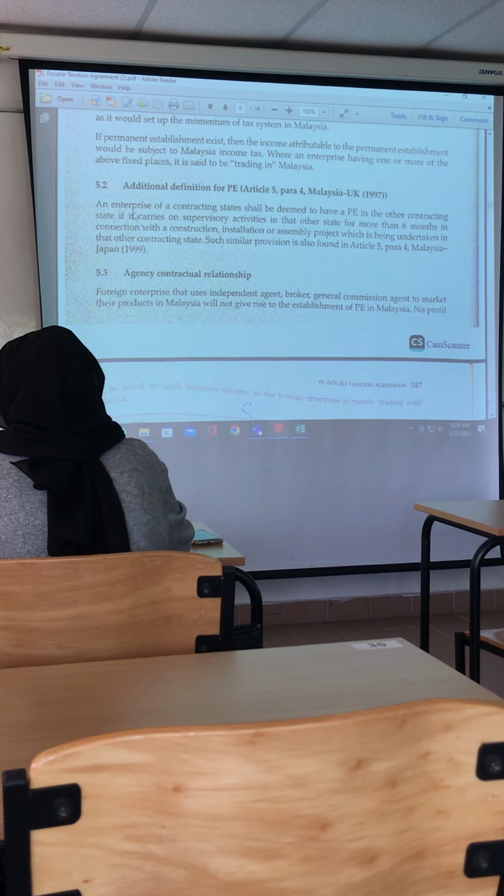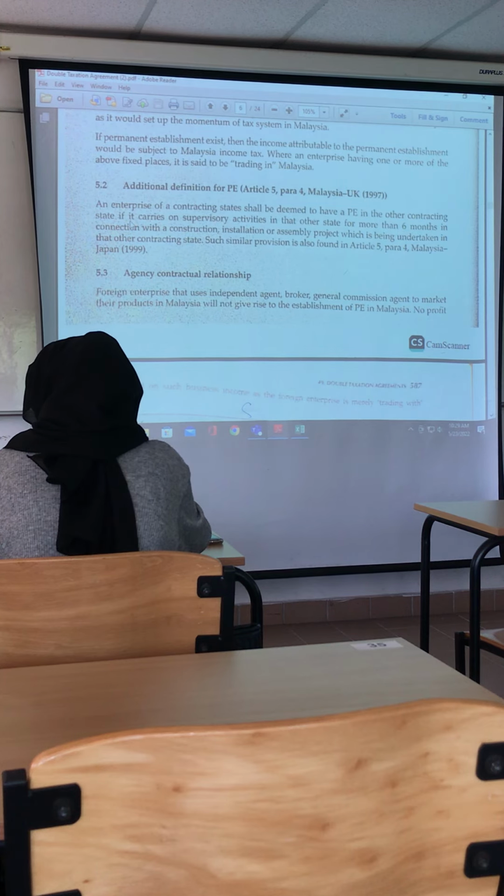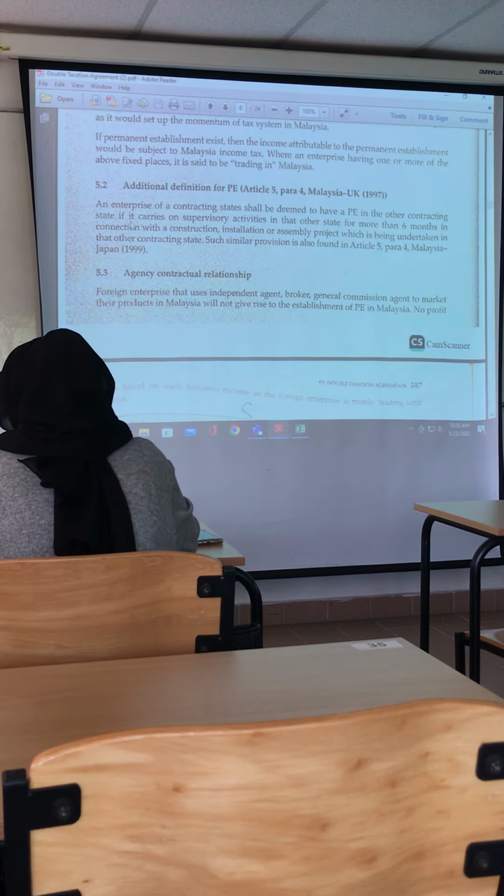Right, for example here, Article 5, Para 4, Malaysia-UK DTA: an enterprise of a contracting state shall be deemed to have a PE in the other contracting state if it carries on supervisory activities. You don't have to have an office, but you provide supervision. Right, supervisory activities in the other state for more than 6 months. So in this case, Malaysia and UK ada benda ni lah. In connection with a construction, installation or assembly project which is being undertaken in that other contracting state, it also provides in Malaysia-Japan 1999 DTA.